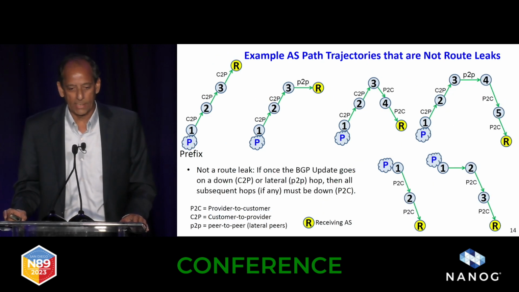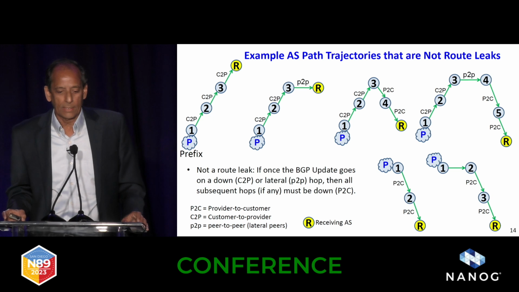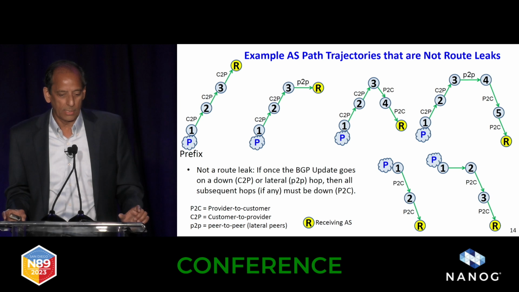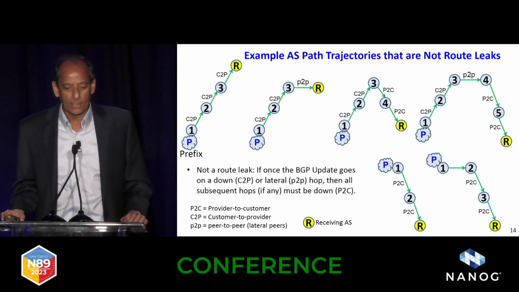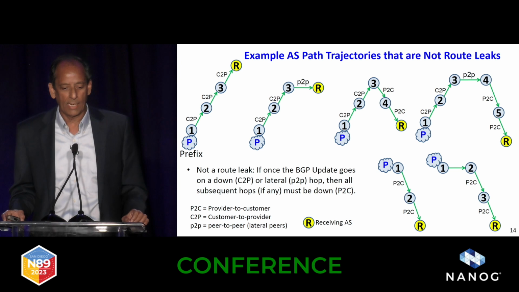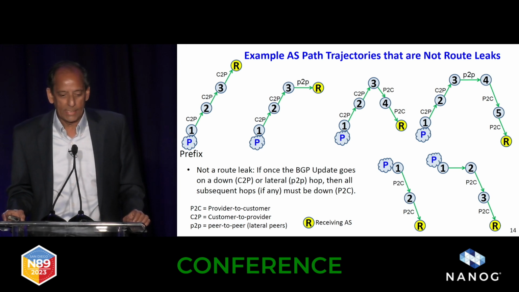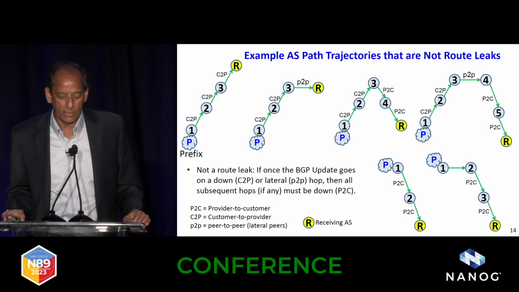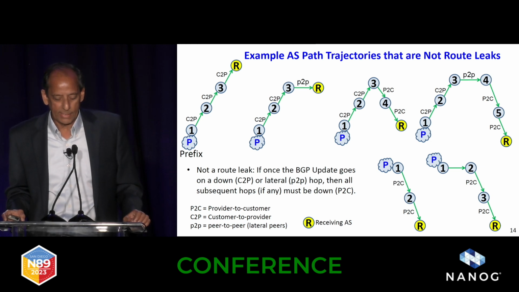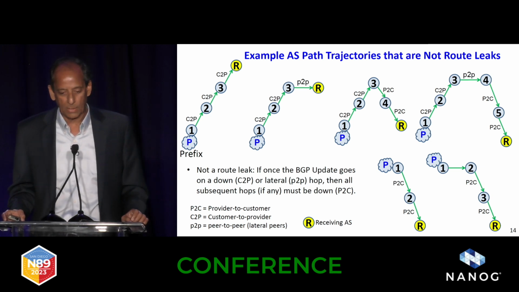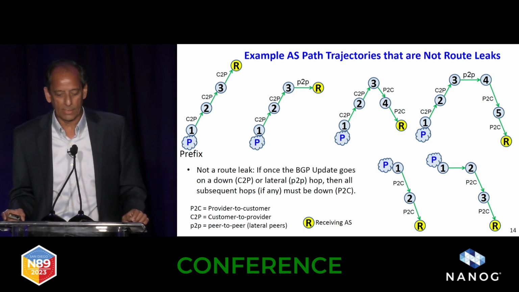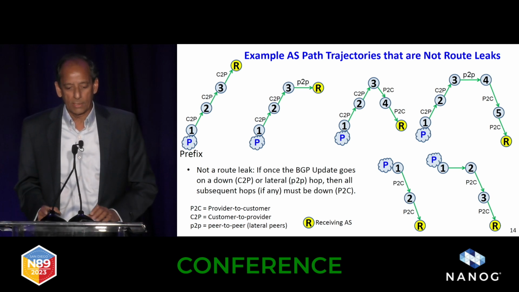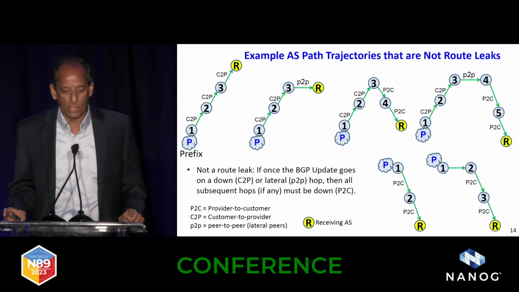And the trajectories that are not route leaks usually consist of a ramp. Looking at the 2 figures on the upper right side, you have an up ramp on the left and a down ramp on the right. And in between, you may have a hop or there is no hop. So it's a perfect inverted V, or an inverted V with a lateral peering hop at the top, like what we have here between 3 and 4. So these 2 paths are route leak free.